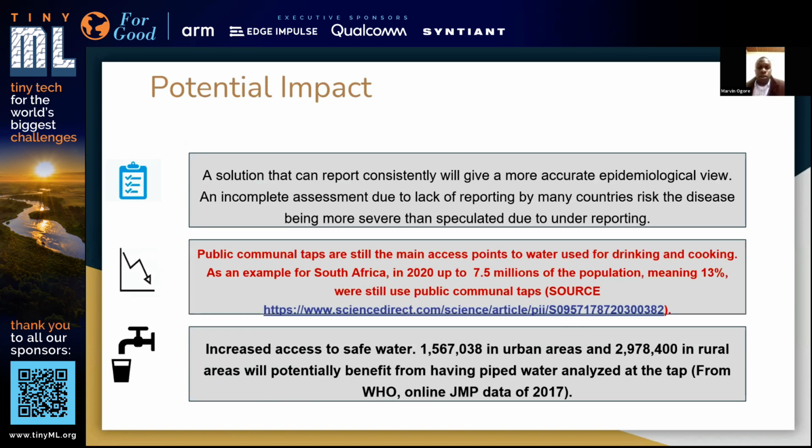Our call to action: we'll be targeting public communal taps. This will affect 1.5 million people and 2 million people in rural areas, according to WHO GMP data of 2017. And also we have other countries like South Africa, in 2020, with up to 7.5 million people, meaning 13% were still not able to have access to clean water. Moving on to the next slide.